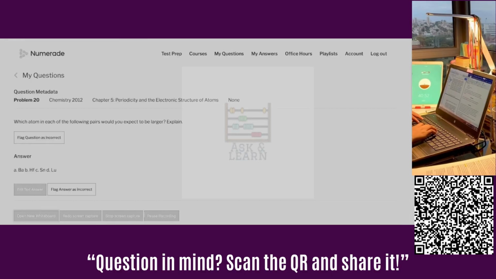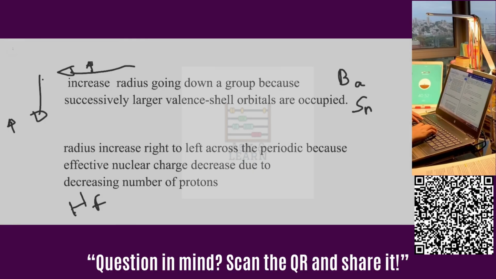So I'm going to write it here. You have two reasons: one reason for Lu and Hf, and one reason for Ba and Sn. So the reasons are valence shells, or orbitals, versus effective nuclear charge. All right. Happy studying.